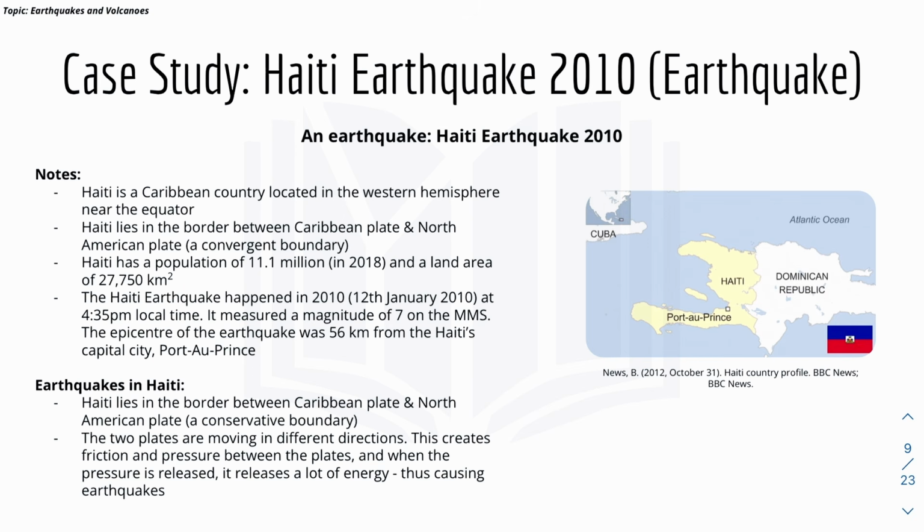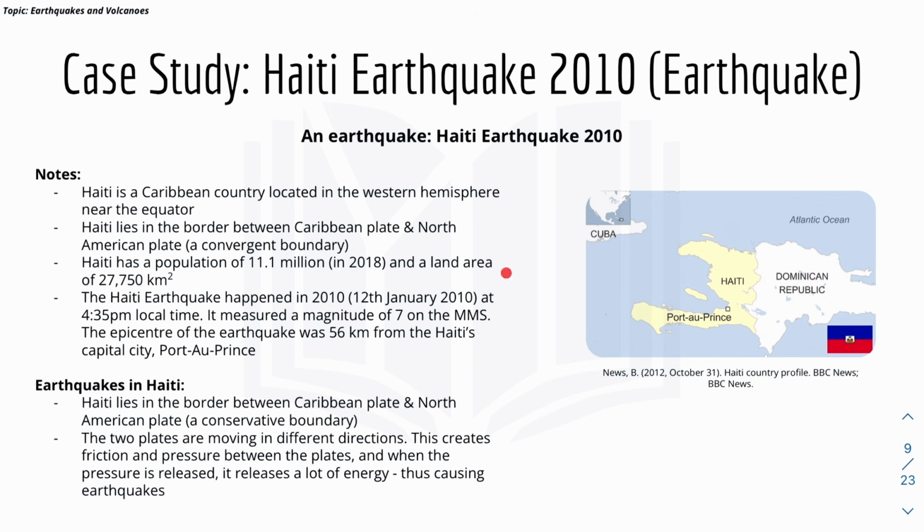And then we have a case study on an earthquake, where we will look at the Haiti earthquake in 2010. So Haiti is a Caribbean country located in the Western Hemisphere near the equator. So here we have the map right here. We have the America, and Haiti is right here. And Haiti lies on the border between the Caribbean plate and the North American plate, and it's a convergent boundary.